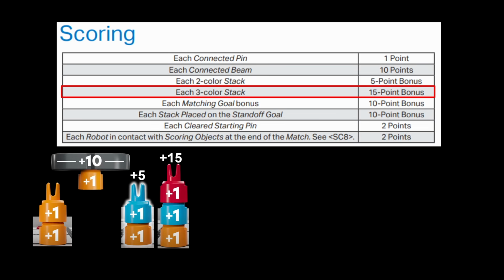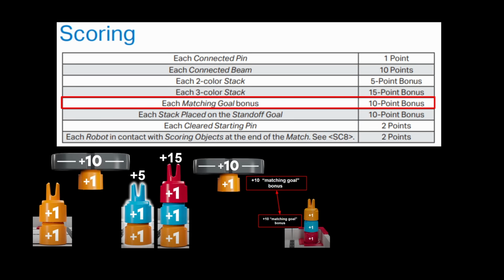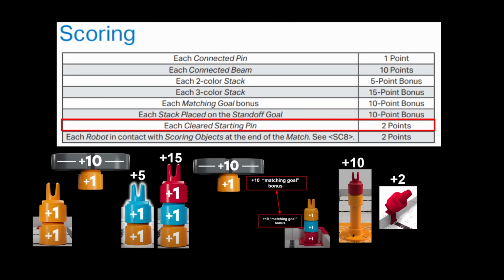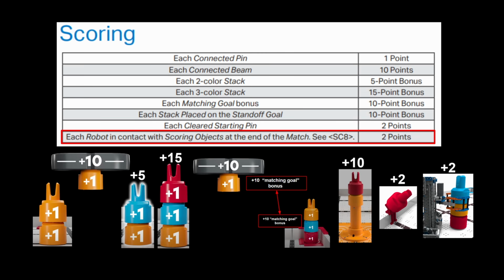The fun matching goal bonus applies to stacks that are in a goal where the bottom pin matches the color of the goal, or any stack that has a beam in it also gets a matching goal bonus. And all stacks that are on the standoff goal get an extra 10 points. Clearing those starting pins is worth 2 points each. And finally, as discussed in that other video, each robot in contact with 2 or more scoring objects at the end of the match will get 2 points.